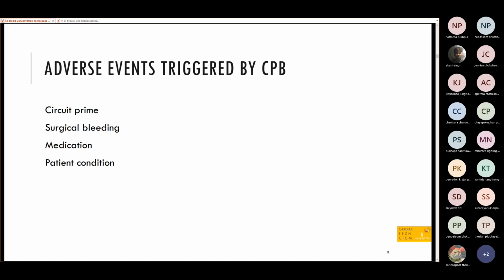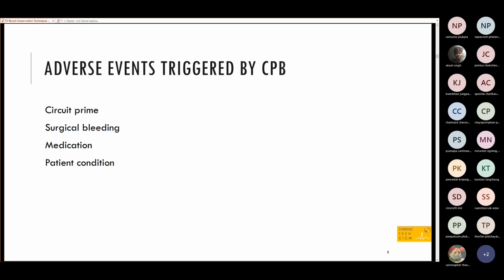Another thing is the surgeon performing the surgery, so there may be bleeding or breathing issues, right? Medications or drugs that the patients get before and during surgery may also affect this kind of problem, because some drugs, like anti-platelet or anticoagulant drugs that they get before by their condition, are going to have an effect during CPB too.